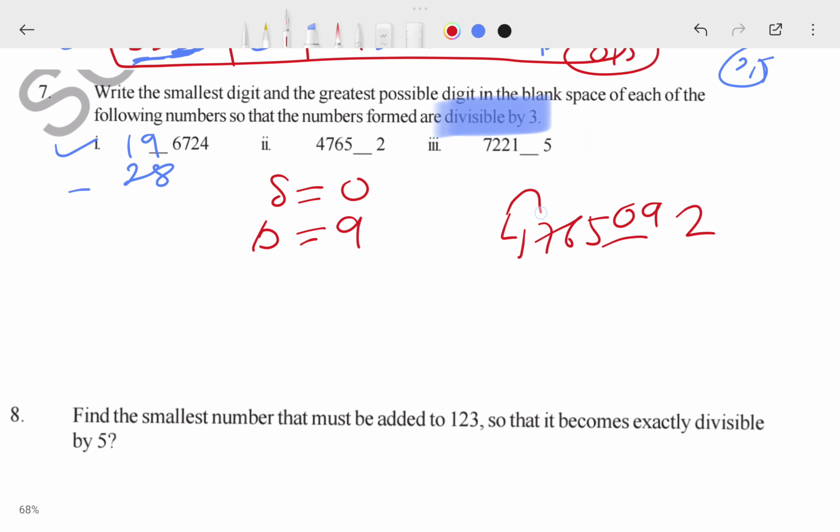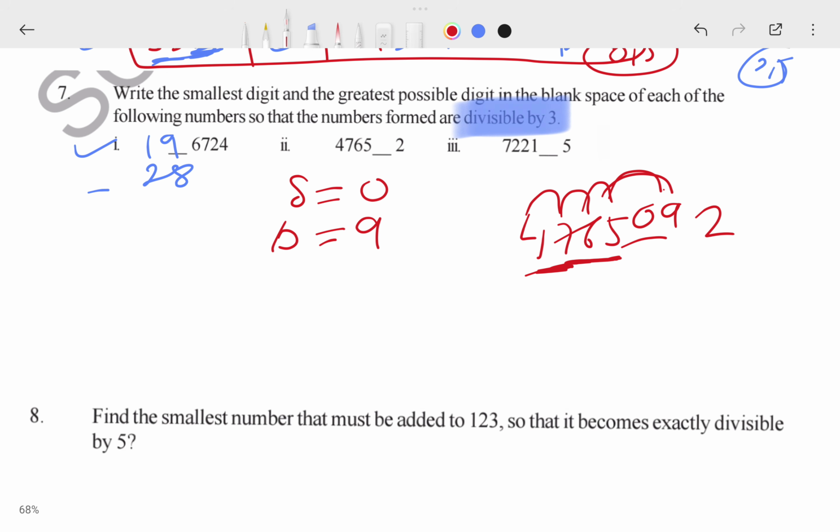Okay, this is 4 plus 7, that's 11, 11 plus 5, that's 16... okay, I think this is wrong. 4 plus 7 is 11, 11 plus 6 is 17, 17 plus 5 is 22, 22 plus 9 is 31, 31 plus 2, that's going to be 33. Okay, so this is going to be 33.